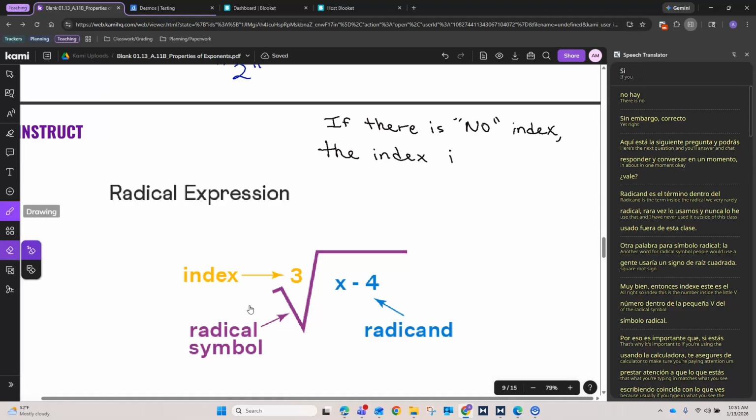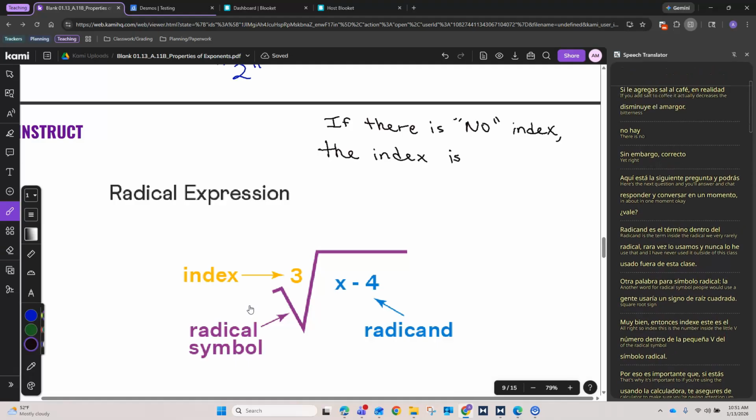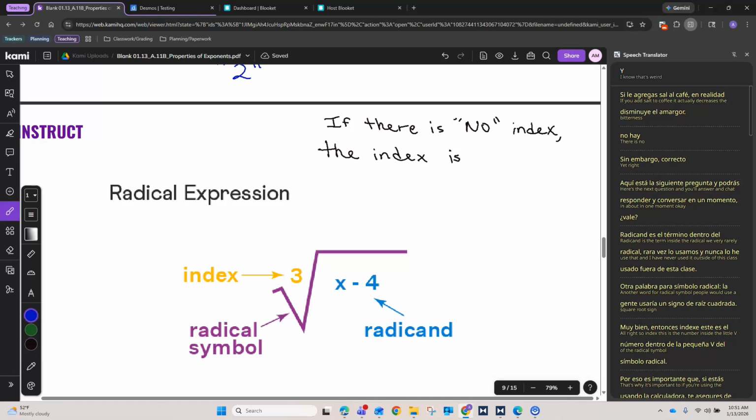If you add salt to coffee, it actually decreases the bitterness. I know that's weird. All right, guys, so in chat, I want everyone to type it, but don't hit enter.